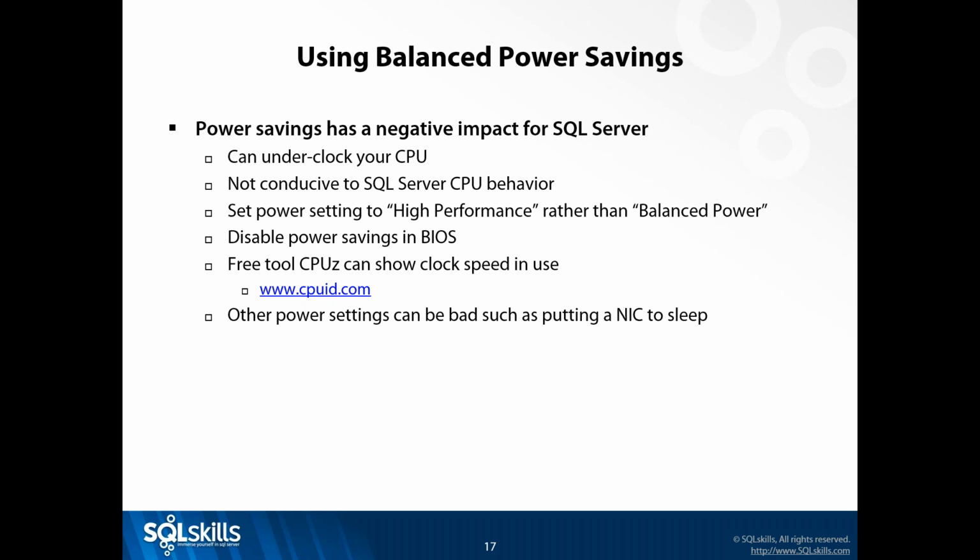There is a free tool, CPU-Z. You can get it from cpuid.com. Download just the executable, run it on your machine, and it will show you what the current clock speed in use is. So if you see that the processor is 2.8 gigahertz and you're running at 900 megahertz, you have a problem.